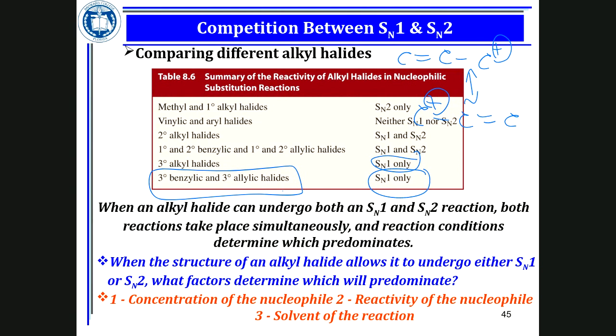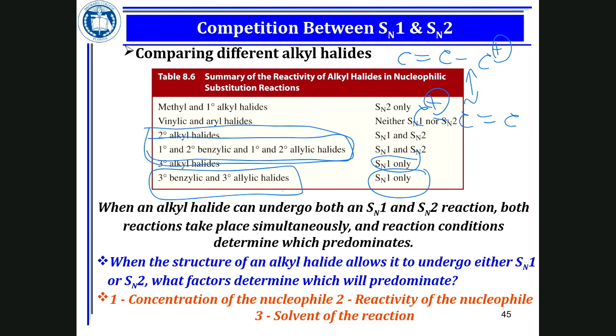Now, the gray area here. So the tertiary, benzylic and allylic, definitely Sn1. The gray area is when you have secondary. What's going to happen when you have secondary? Because there is no specific direction for secondary. For secondary, would it go to Sn1 or would it go to Sn2?